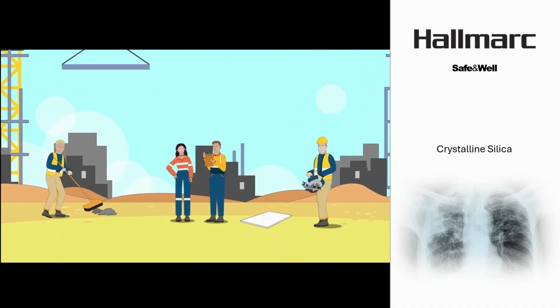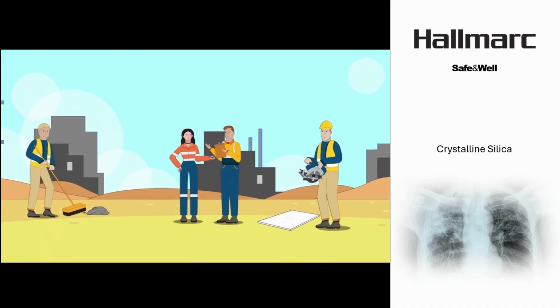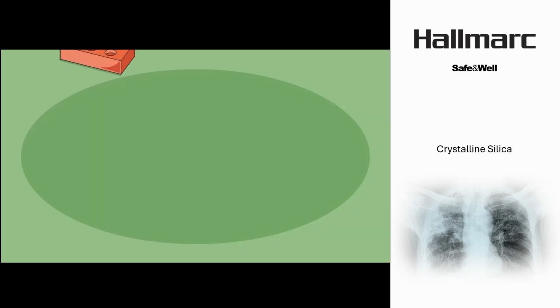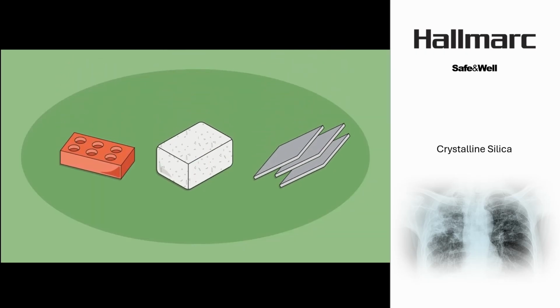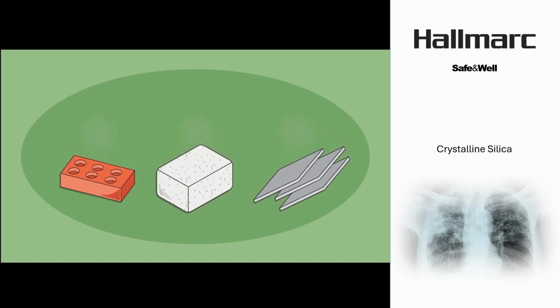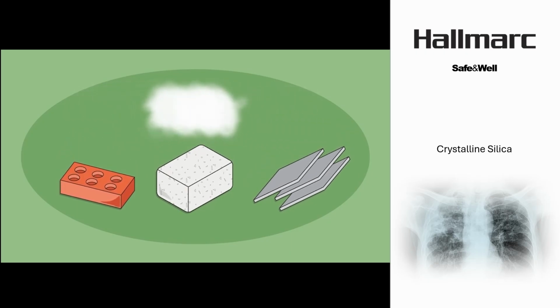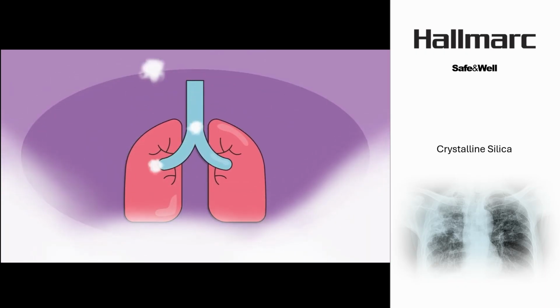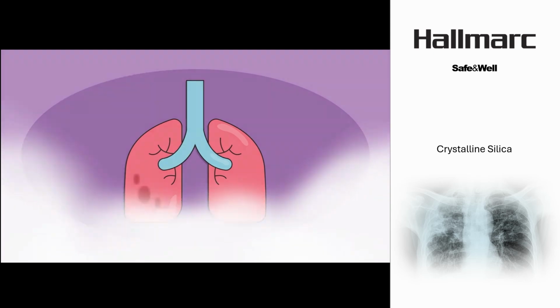This video is designed to help you identify and manage high-risk crystalline silica work. Crystalline silica can be found in many common building materials such as bricks, concrete, and tiles. Working with these materials can create hazardous dust. If this dust is inhaled, it can cause deadly lung and respiratory diseases like silicosis.